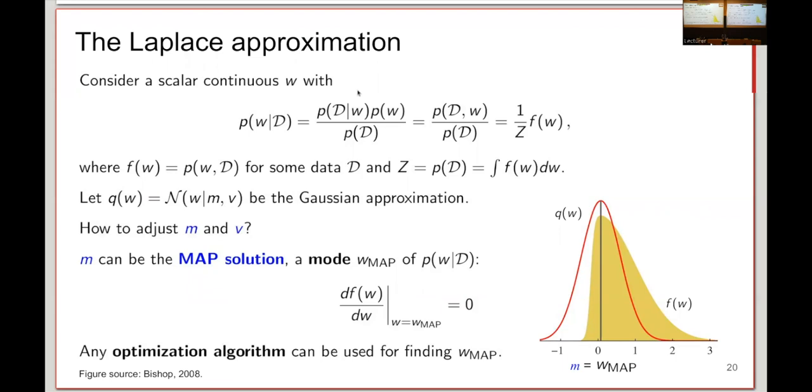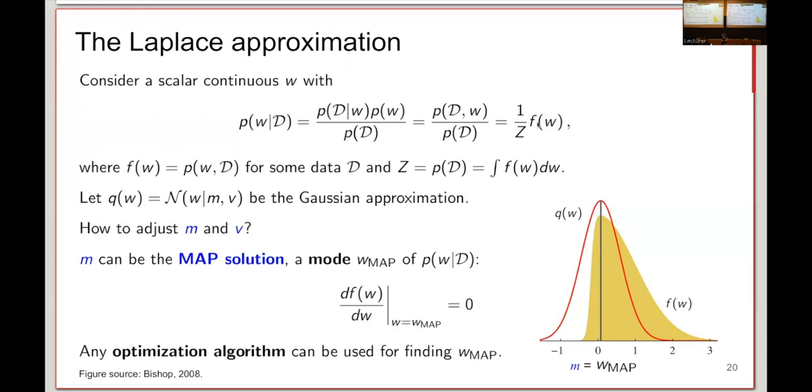The product of the likelihood and the prior gives a joint. The joint is some positive function, but it's not normalized. You need to divide by this constant here to normalize it. And we are going to assume that there is some function f, which is this joint distribution, the product of the likelihood and the prior. This is not normalized, and there is some normalization constant here. And what we are going to do is to approximate this function f with a Gaussian.